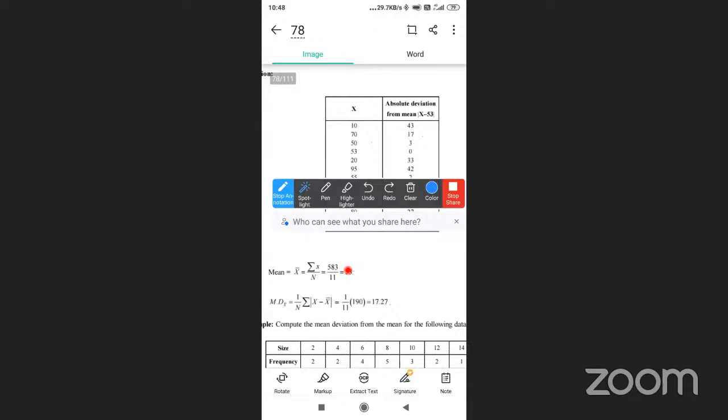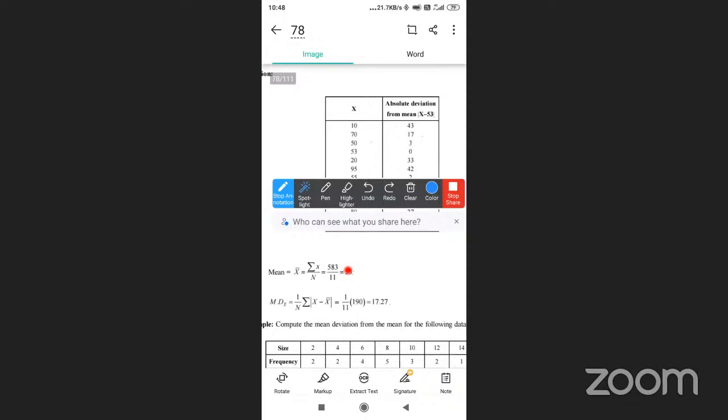So in mean deviation we should have 3 categories, that is mean, median, or mode. You can find 3 formulas. Mean deviation about mean, one formula. Mean deviation about median, second formula. Mean deviation about mode, third formula.